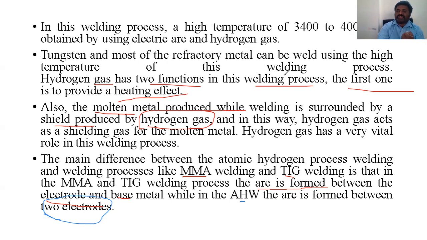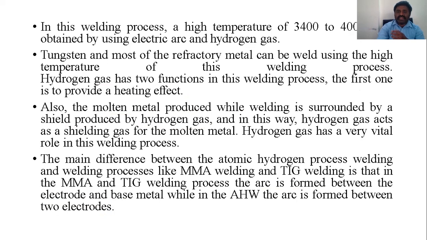In viva questions, and in the computer exam also, they can ask you what the main difference is between manual metal arc welding, TIG welding and atomic hydrogen welding. You should be capable of giving the answer: the arc is formed between the electrode and the base metal in manual arc welding and TIG welding, while in atomic hydrogen welding the arc is produced between the two tungsten electrodes.